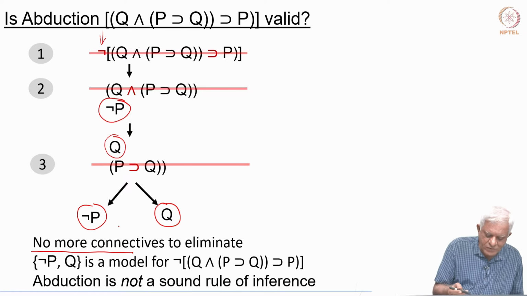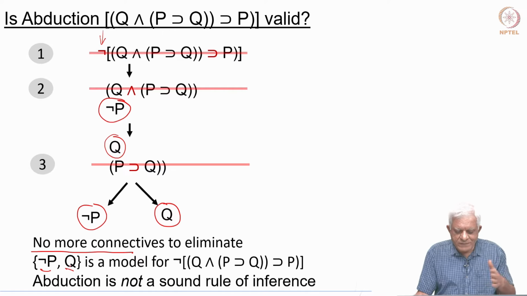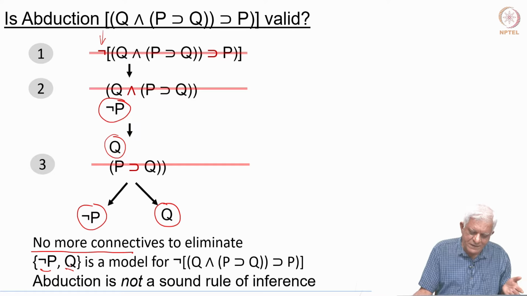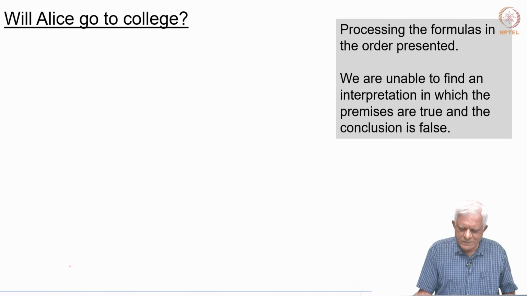Which means, as you can see in this example, both the columns are models essentially. What do the columns say? Both the columns say the same thing. In fact, they say that not P is true and Q is true is a model for this. So, since we can find a model, that means not of alpha is satisfiable, that means alpha is not a tautology, and therefore, abduction is not a sound rule of inference, and that is something that we have been saying for a while essentially.